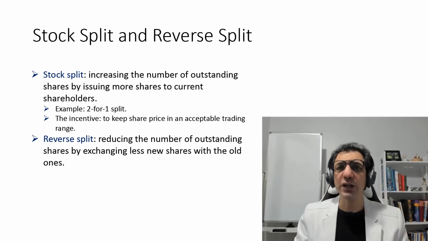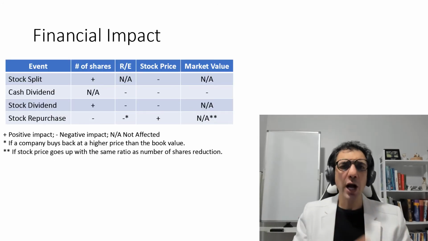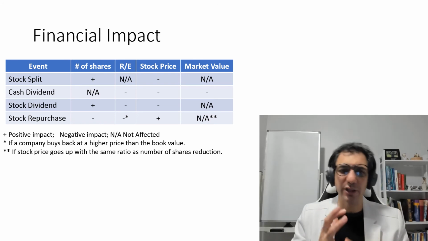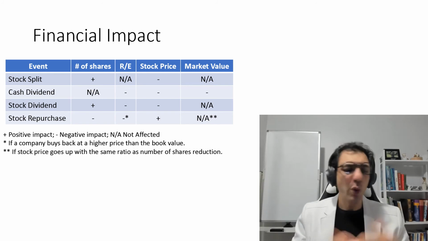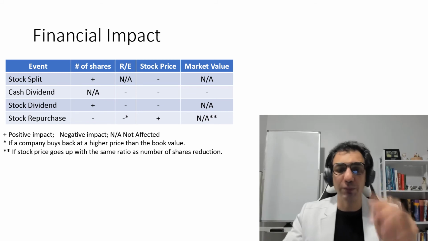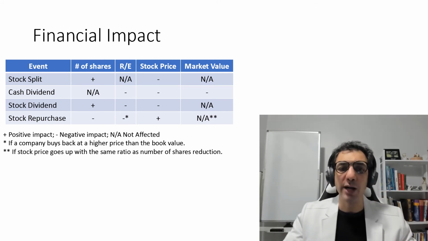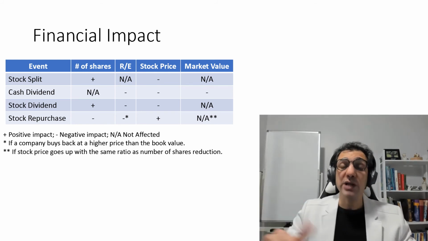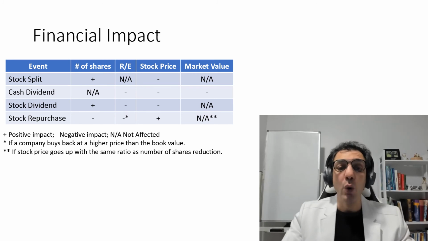So let's talk about the financial impact of all these different policies companies may follow. Here I'm summarizing what we discussed regarding a stock split, cash dividend, stock dividend, and stock repurchase in a table. So what's the impact of a stock split on the number of shares? As we discussed, the number of shares will go up. Plus means it's going up. Minus means it's going down. NA means there is no specific impact on that specific factor. So the retained earnings is not affected. The stock price will go down. The total market value for the stock split won't change.